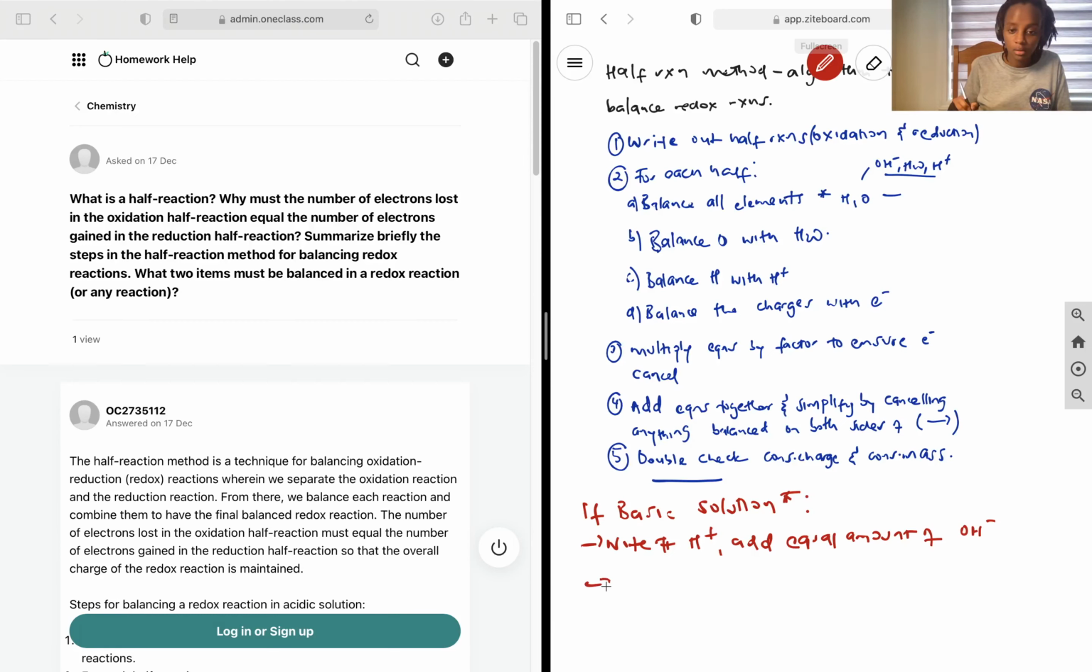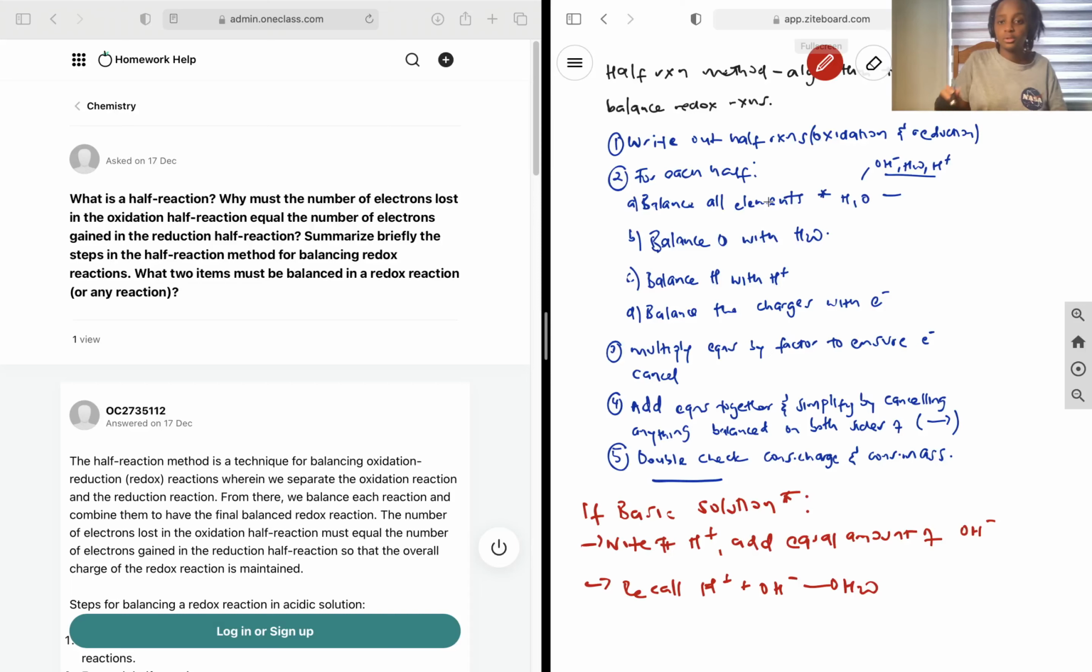And then recall that H plus and OH minus is going to give us H2O. So if you see them together on any one side of the equation, just write down H2O and cancel out any H2Os that appear on both sides of the sign. And that's going to be it.